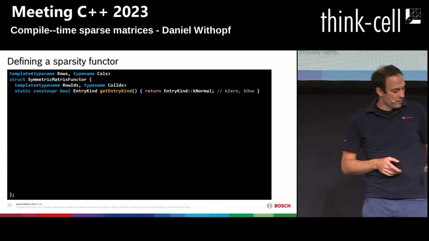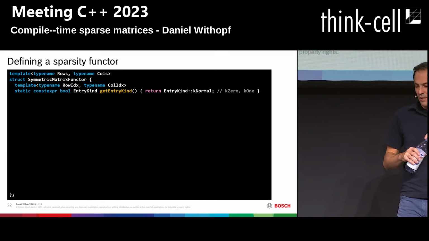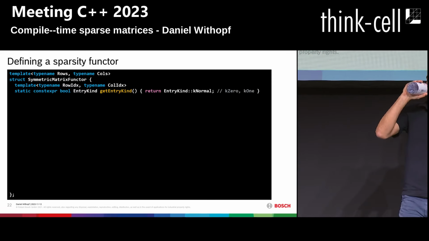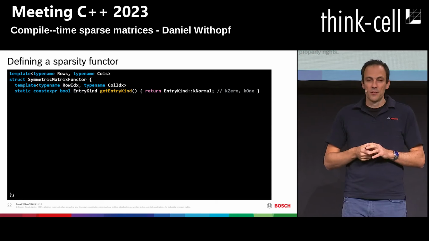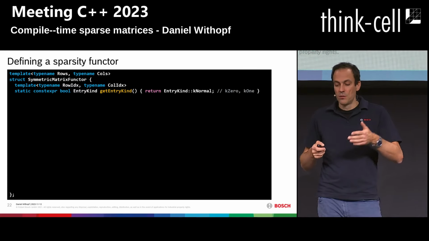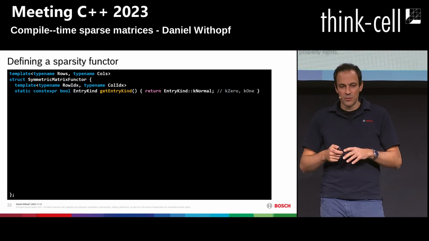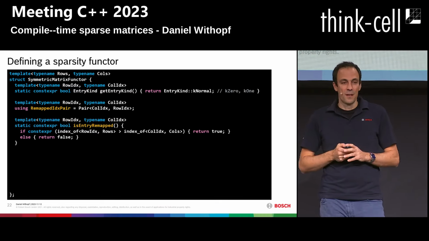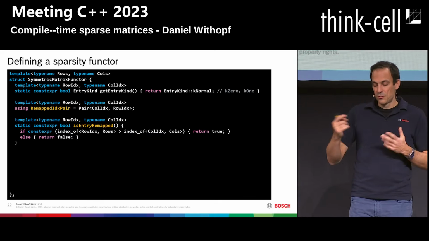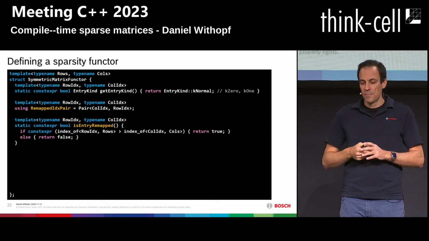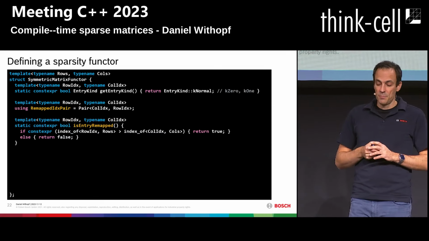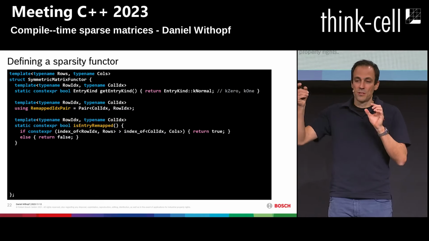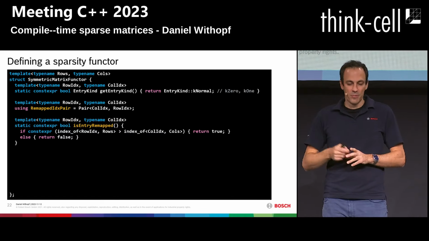Good, now the one ingredient that's still missing is the sparsity functor. I talked earlier about that, and now I want to explain what sparsity functors look like. So this here is a functor for a symmetric matrix. First thing that we're going to need is a method getEntryKind, and this will return whether an entry is 0, 1, or a normal entry. In that case, for symmetric matrices, it just always returns normal. And there's another way how we can identify the remapped entries, and this is done with a method isEntryRemapped that just returns true or false whether an entry is remapped to another entry. And if it's remapped, there's also that remapped index pair template alias that specifies to which index it's actually being remapped. And in the case of a symmetric matrix, it's fairly easy. We just swap row and column indices, and that gives you the remapping target in that functor.